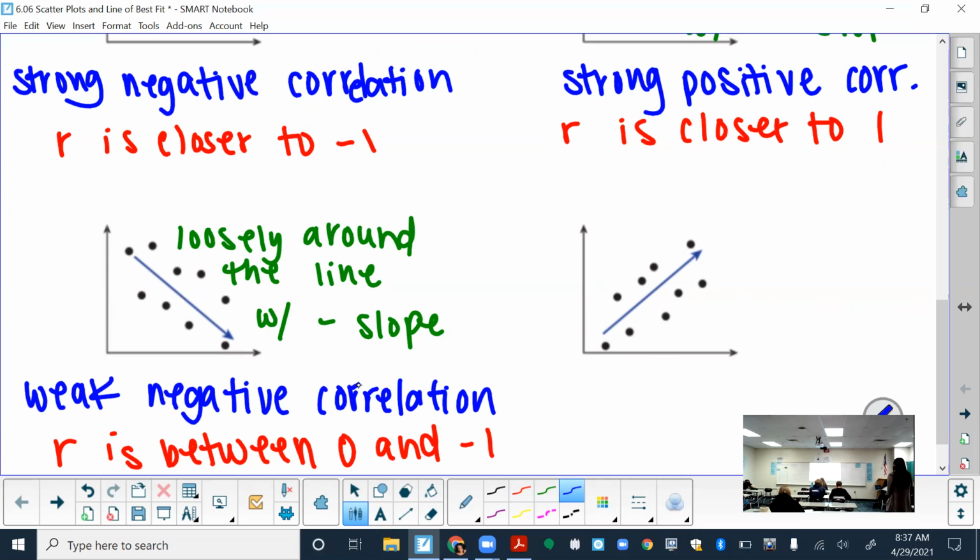All right, I'll give you 30 seconds to try classifying this one down here on your own using the context clues around it. Tell me on your paper if it's strong, weak, positive, negative, and predict the R value. Can you wait till later?